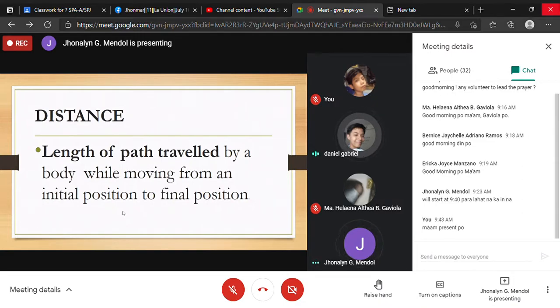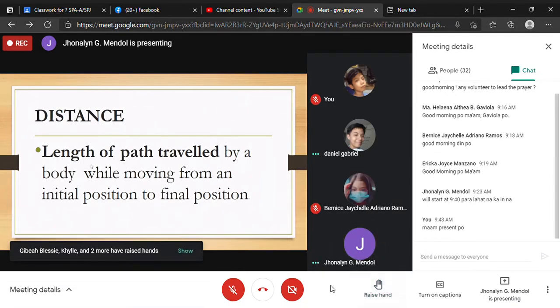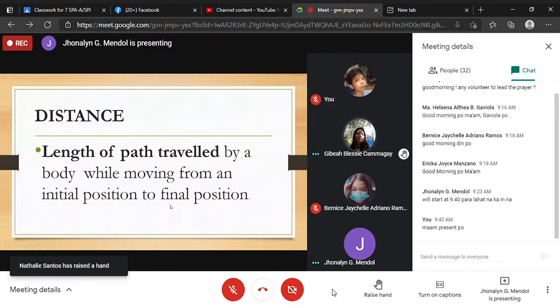Actually, we will be discussing different topics. So let's have first a distance. Okay. Can you please read what is a distance? Length of path traveled by a body while moving from an initial position to final position. Okay. Length of path traveled from initial position to final position.